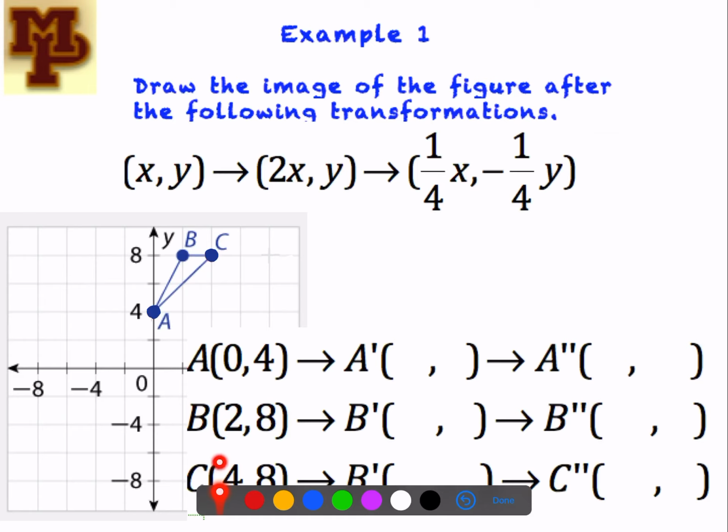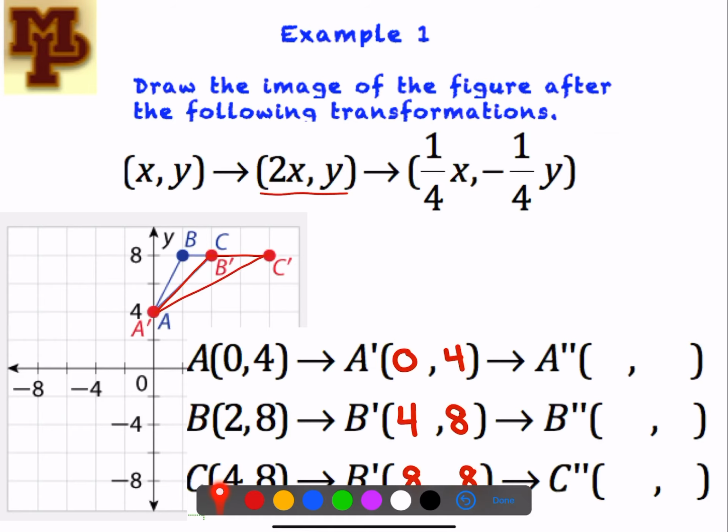Alright, so when we draw this, it should end up looking like this for A prime, B prime, C prime. So again, we're just doing a horizontal stretch. We're just stretching it out in the x direction because that's what we're multiplying x by. And since the number is bigger than 1, it's going to be a stretch. If it was smaller than 1, it would be a shrinkage. So this is a stretch here by a factor of 2 because that's what we're multiplying by.